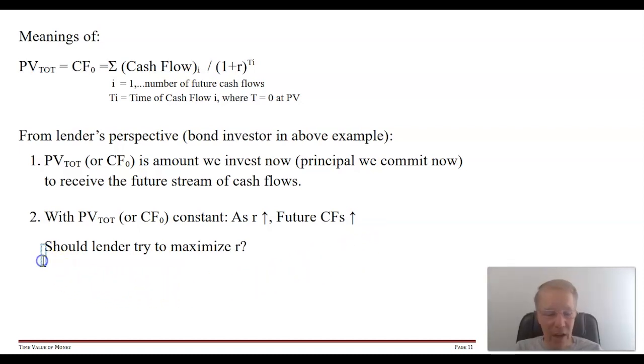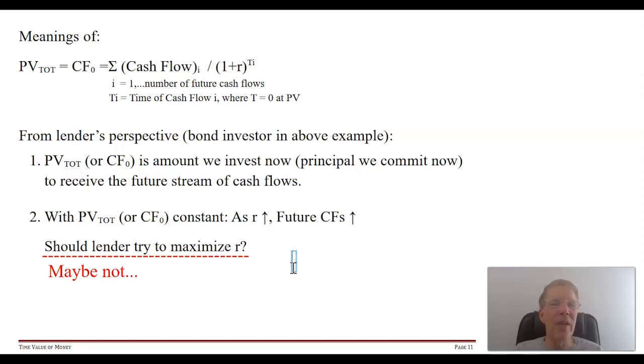So that leads us to the important question, should a lender always try to maximize R? Well, maybe not. Okay, and the reason for that is the higher interest that you charge, what's going to happen? First of all, there are going to be competitors in the marketplace. If you're JP Morgan Chase, you've got Wells Fargo, you've got Morgan Stanley, et cetera. So they're going to maybe come in with slightly lower interest rates than you.